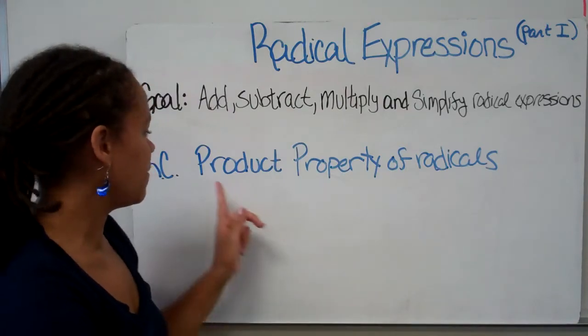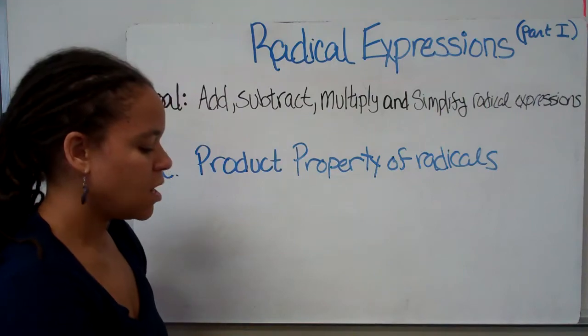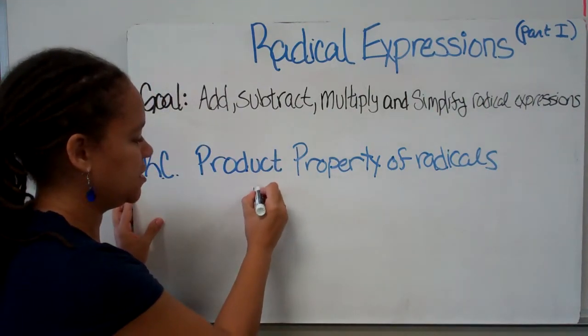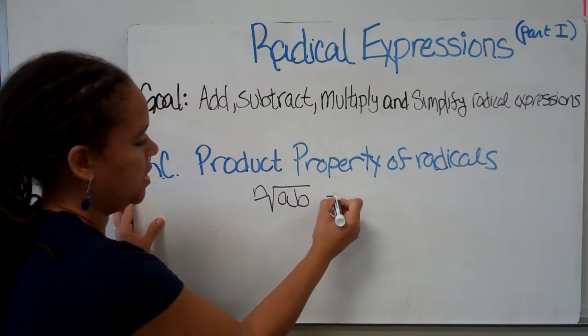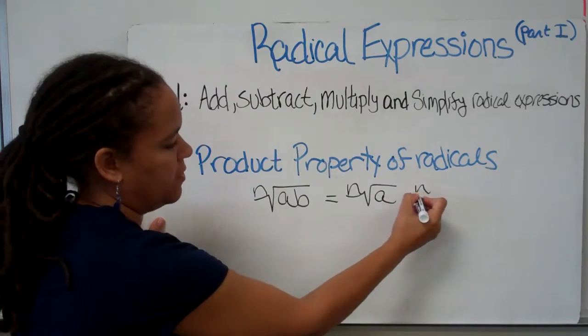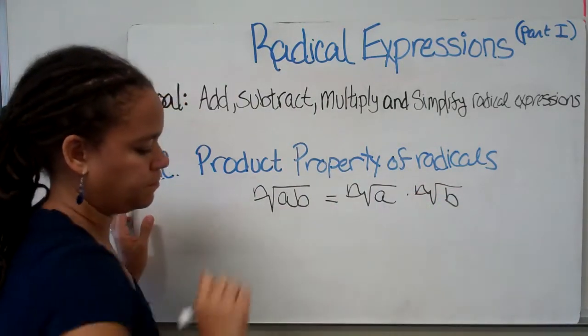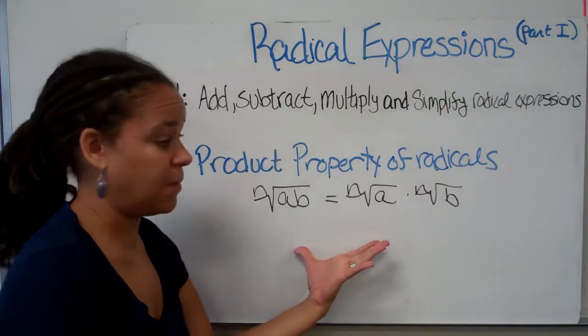We're going to start with the key concept, the product property of radicals. The product property states the nth root of a times b is equal to the nth root of a times the nth root of b. So these are letters. Let's put some numbers with this so you can see what they mean.